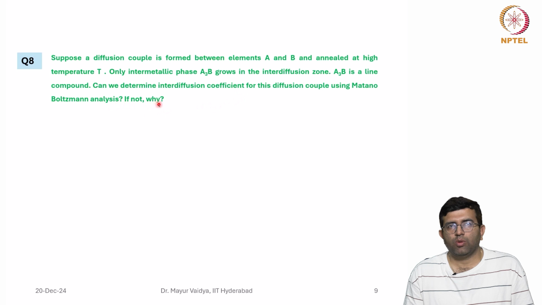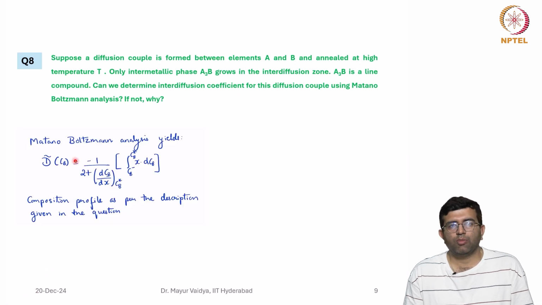If not, why? See, if you look at the Matano-Boltzmann analysis, it gives us the interdiffusion coefficient D tilde as minus 1 by 2t dCB by dx at a particular composition CB star of our interest, integral CB minus CB star, x into dCB.